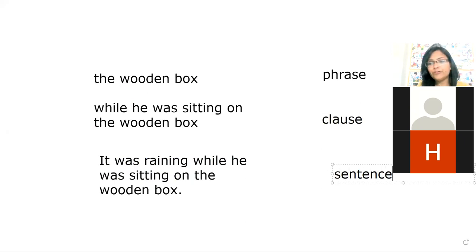So a phrase will not have both subject and verb. If both subject and verb are there, then it can be a clause, but not a phrase. When a clause makes a complete meaning, then it is called a sentence. Okay.